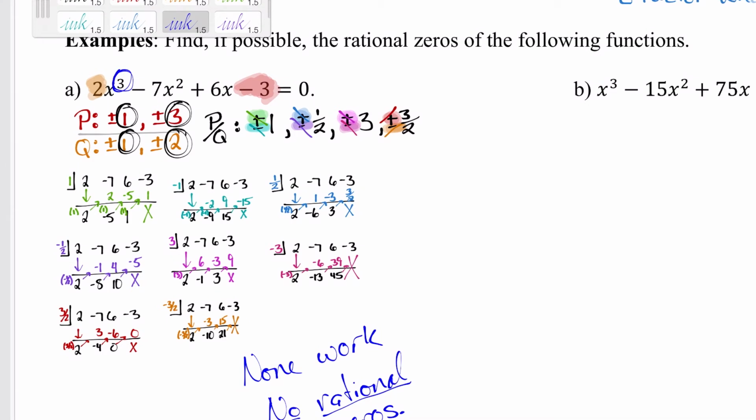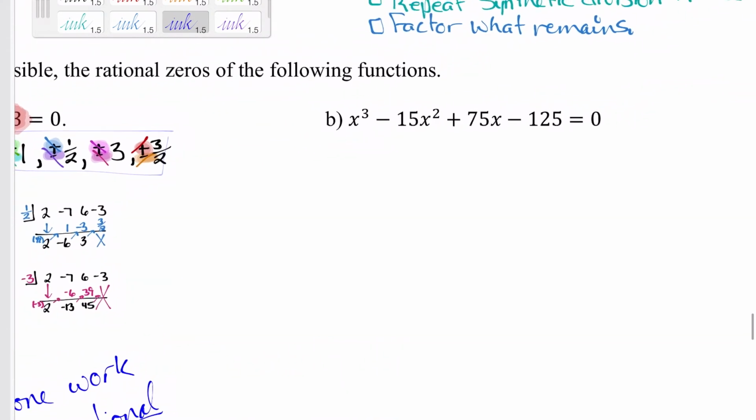None of them are nice, pretty numbers that are either a fraction or a whole number, since these were all the possibilities for those, and none of them worked. So now we'll go on to the next one.